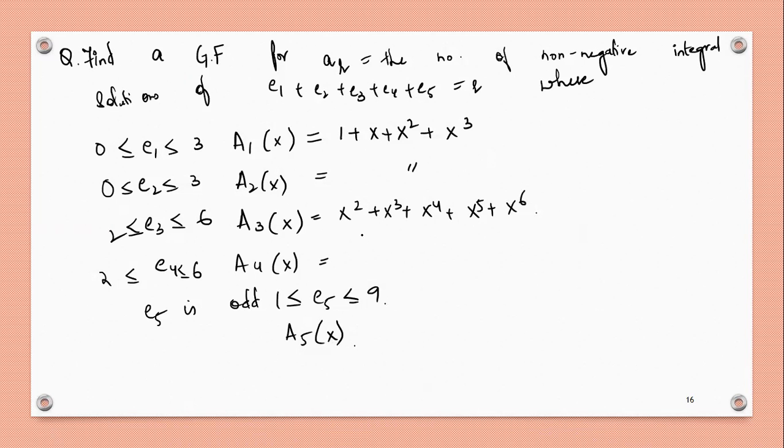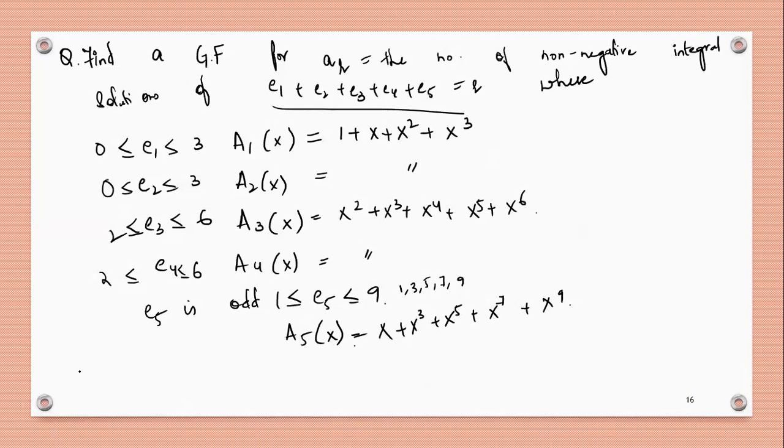Similarly for E4, I will have the same thing as A3. Now A5 will be odd values between 1 and 9, so it will be 1, 3, 5, 7, 9. So let's write A5. It will be x plus x cube plus x power 5 plus x power 7 plus x power 9.